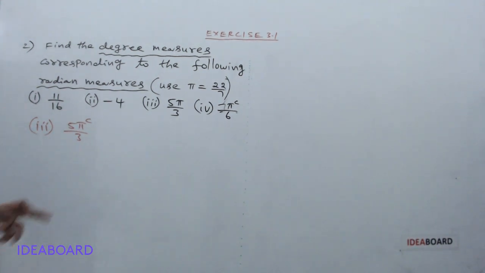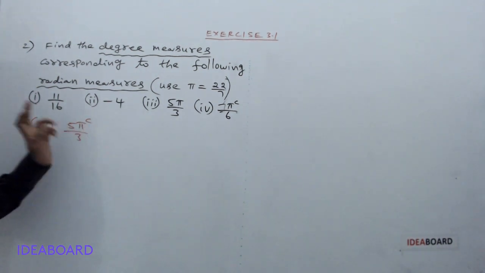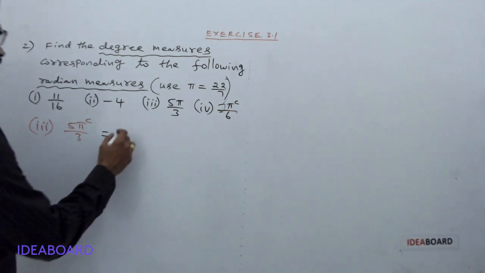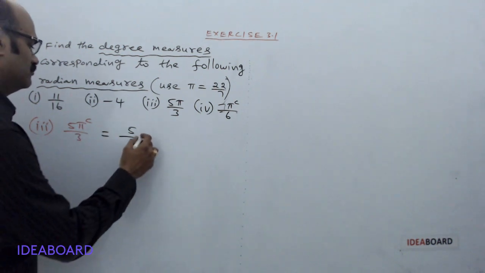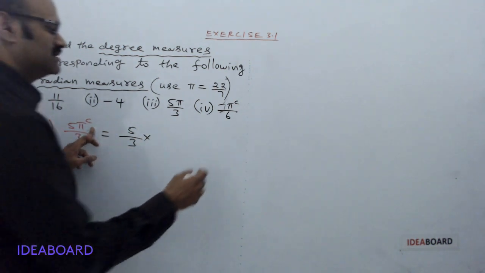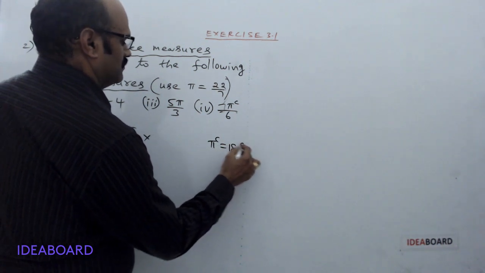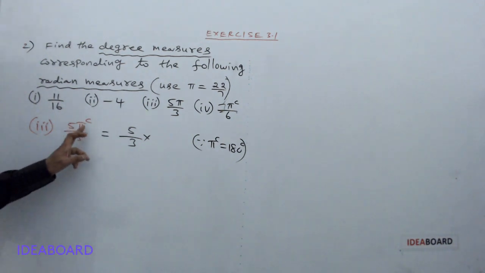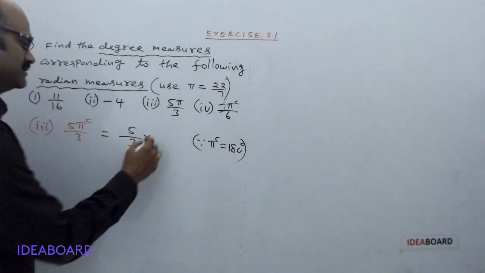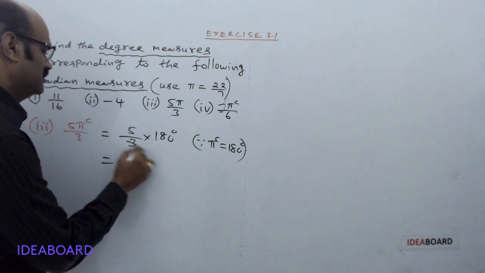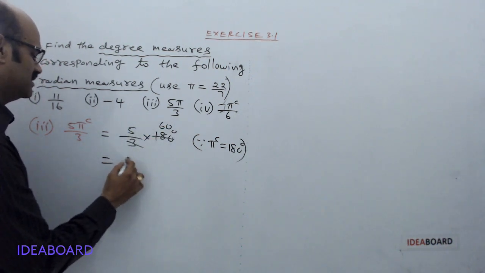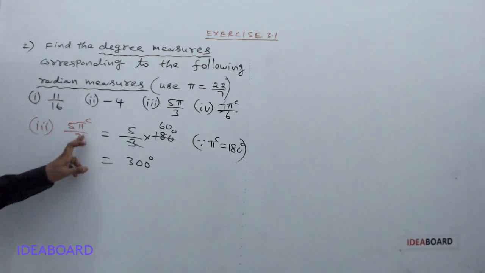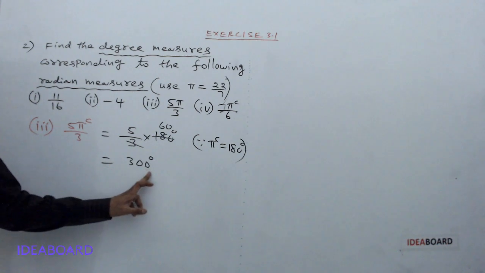Third problem. We have 5 pi by 3 radians, which is equal to 5 by 3 into pi radians. Since pi radians equals 180 degrees, we take 180 degrees in the place of pi radians. 180 by 3 equals 60, so 5 into 60 is 300 degrees. So 5 pi by 3 radians is equal to 300 degrees.